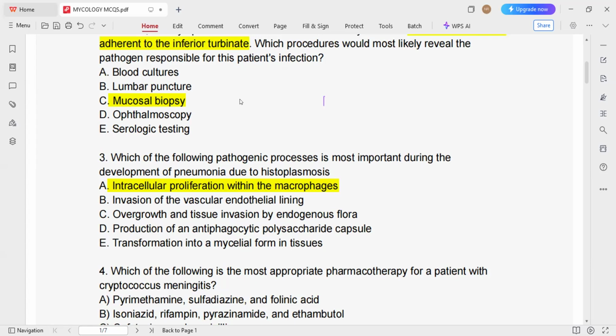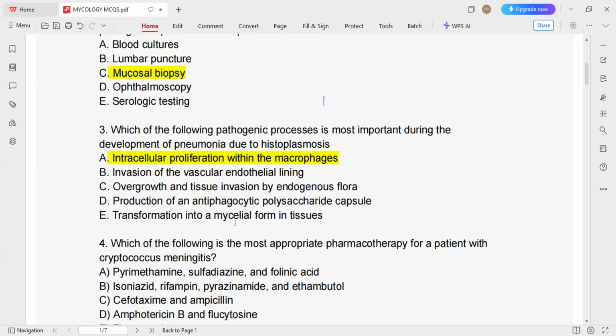A mycelial form is not within tissues. It is within the environment. So if the answer would have been transformation into the yeast form in tissues, that would be true. Okay, that is how we are eliminating choice E, because histoplasma exists as a yeast in tissues. Okay, understood? Yeah.